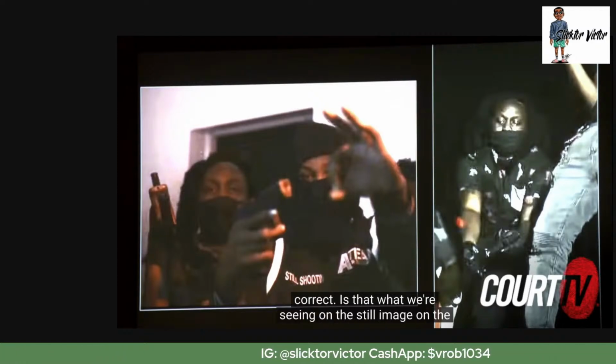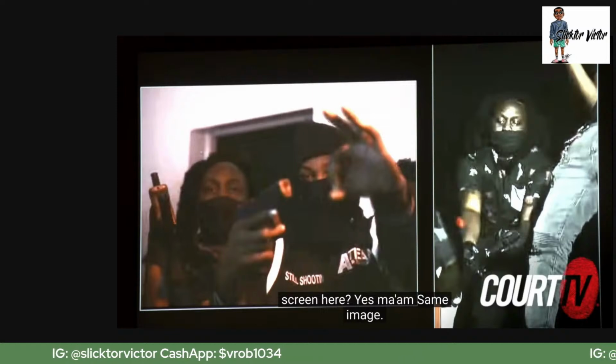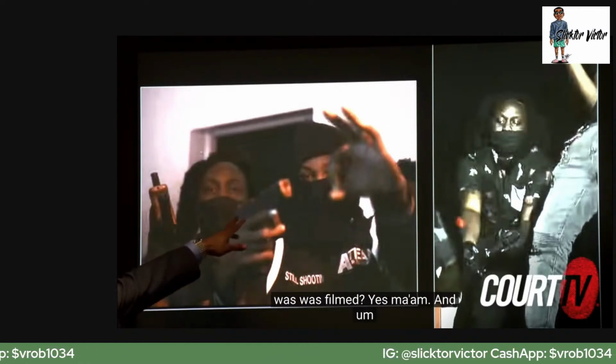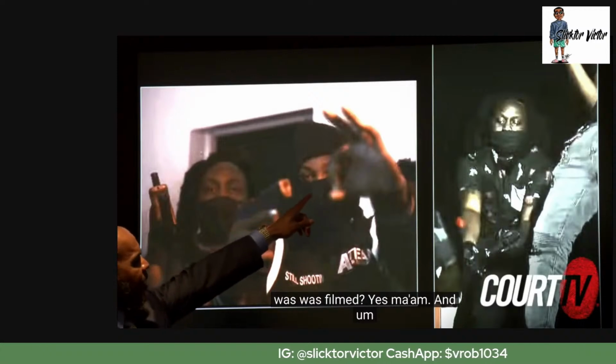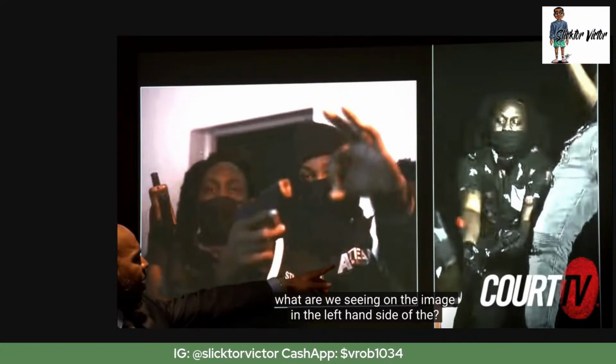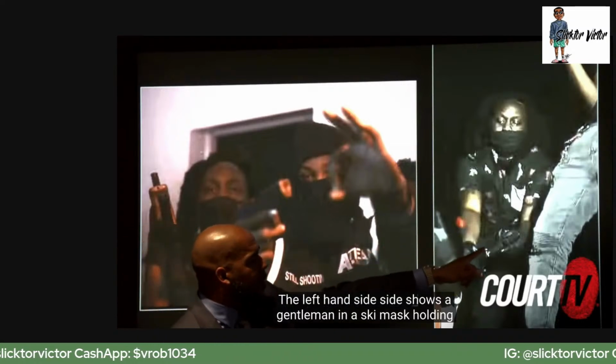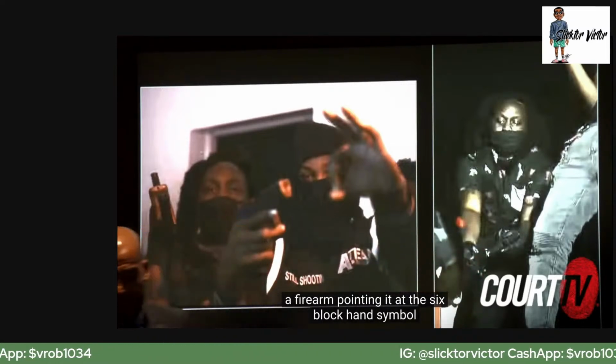Were there again separate locations at which this video was filmed? Yes, ma'am. And what are we seeing on the image on the left-hand side of the screen, please? The left-hand side shows a gentleman in a ski mask holding a firearm, pointing it at the 6 block hand symbol, with also the 18 shirt on. And then you have Rashad with a firearm pointing it at the 6 hand symbol.